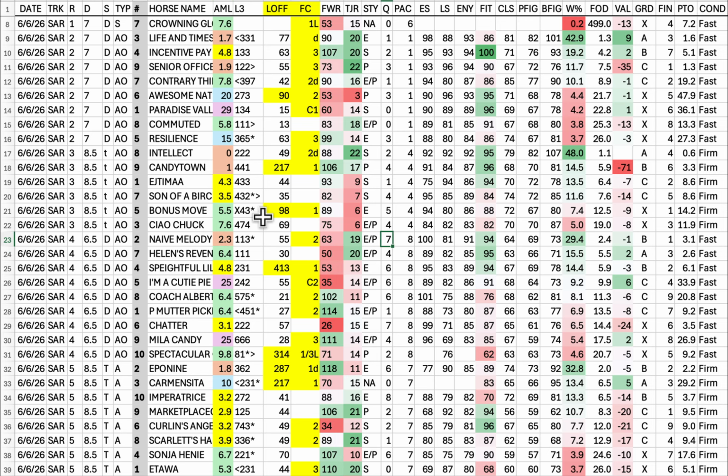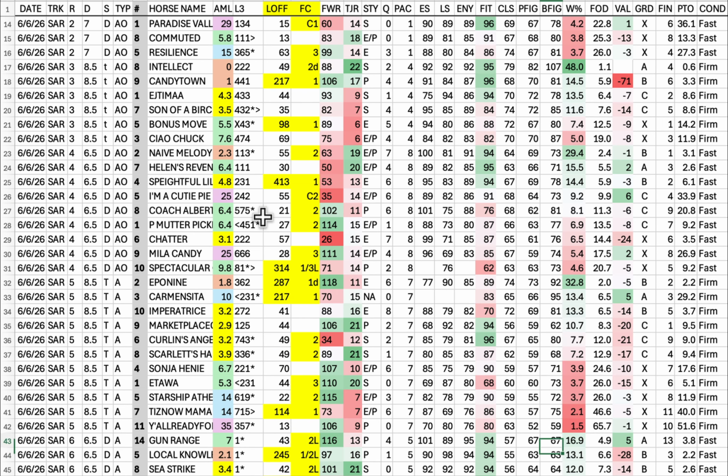Naive Melody went up to 3.1 post-time odds, which is actually higher than fair odds. So Naive Melody was the wager. That is who I bet on, and I hit that. Race 4 was, let's see here. That was race 4, Naive Melody.